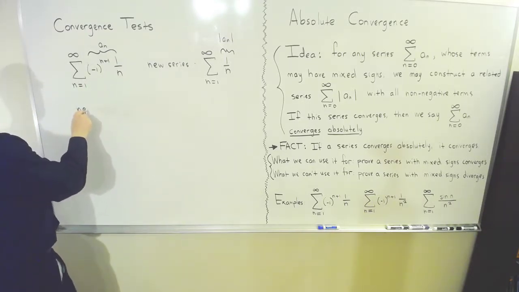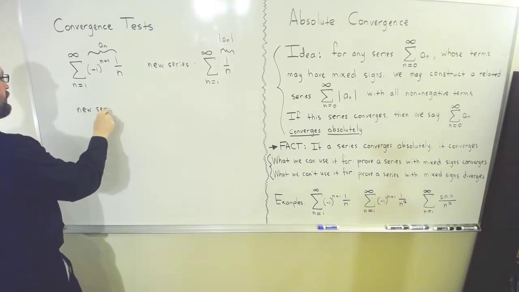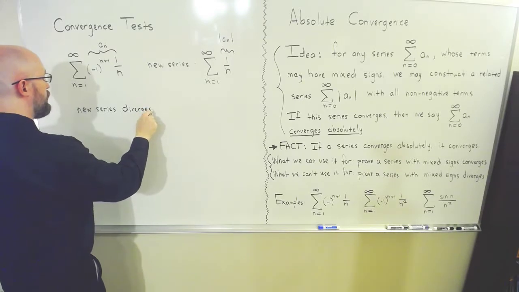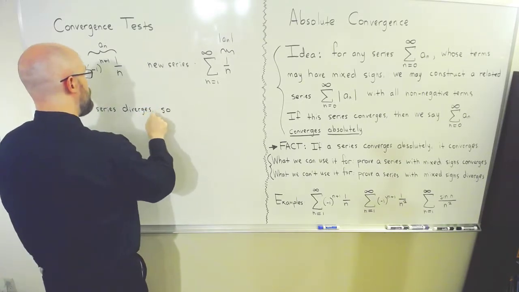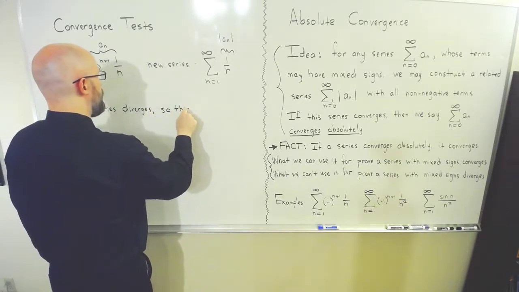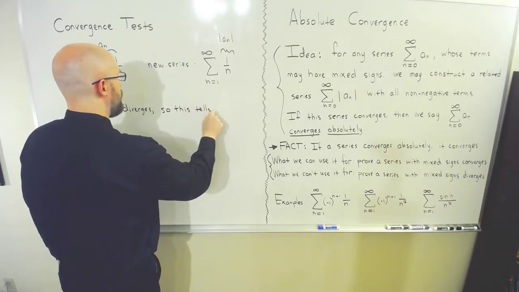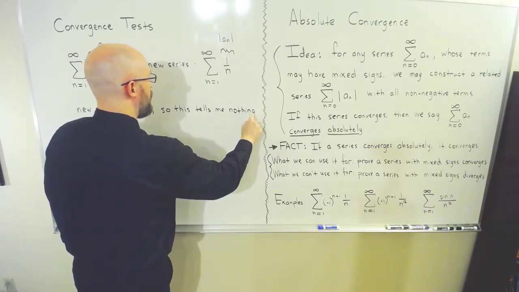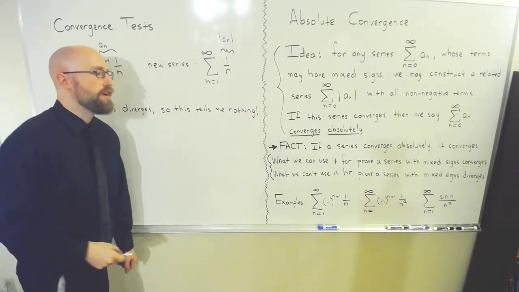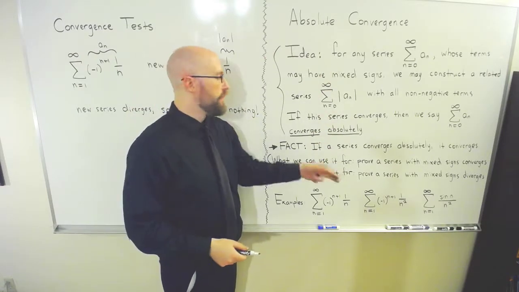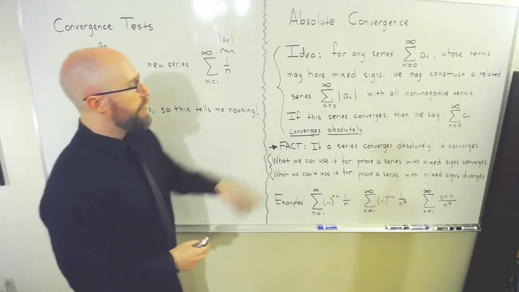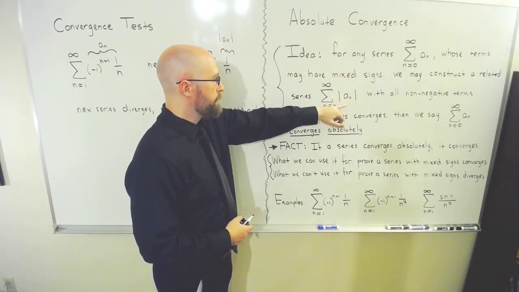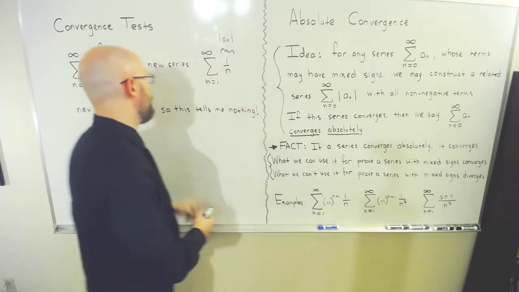Now the new series diverges. So this tells me nothing. This is a case in which this notion of absolute convergence didn't help, because you have to get a series that converges when you change all the signs like this in order to conclude that the original series converges.